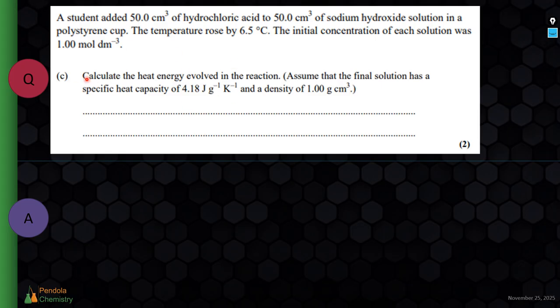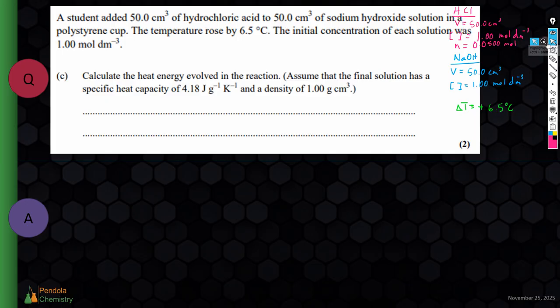So here we're given a bit more information, and the wording is very important here. It says calculate the heat energy, not the enthalpy change, the heat energy. Meaning that what we're looking for here is q. So remember, heat energy is q, enthalpy change is delta H. Evolved from this reaction. Now, the word evolved is also very telling.